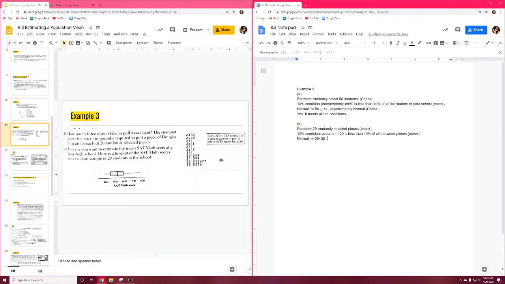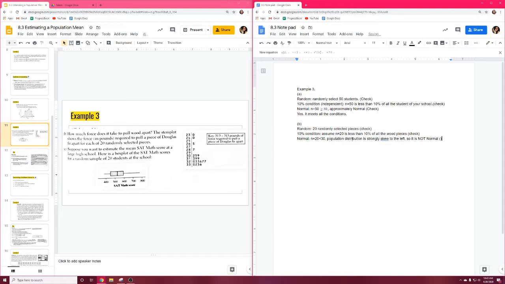And over here, you can see this is a stem plot. And this stem plot, is that normal? It's not really. If you look at here, it's skewed to the left, right? And you will say the population distribution is strongly skewed to the left. So it is not normal.